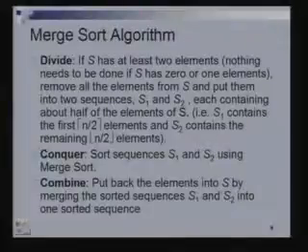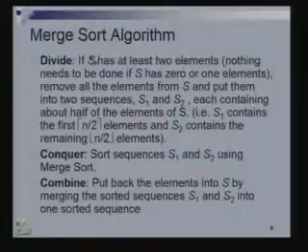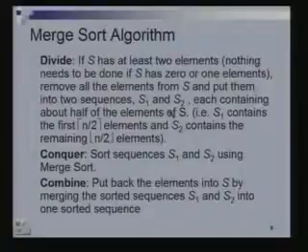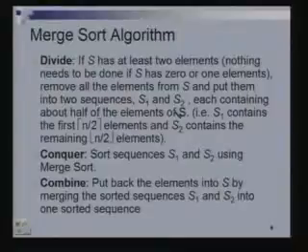What we do is we would split S into 2 sets, 2 sequences S1 and S2. So, this is the divide step, and the split would be such that S1 and S2 would contain roughly half of the elements of S.